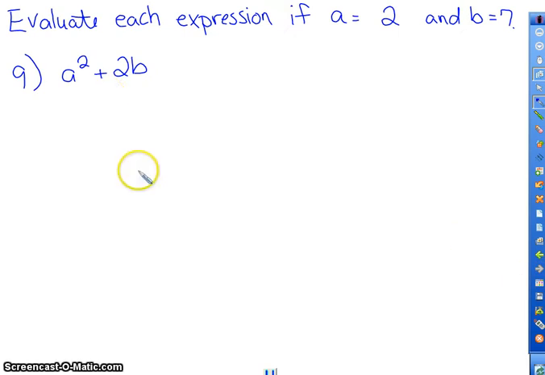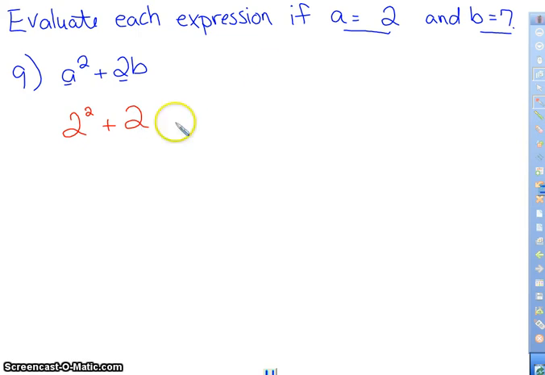The last type of problem you're going to see on your quiz is when we use these expressions. And the expressions are algebraic. We have 2 variables. And they're going to give you what the variables are, and you're going to have to use substitution. So it says evaluate, which means to solve, each expression if a equals 2 and b equals 7. So I'm going to substitute 2 in for a, so I have 2 squared, plus 2 times b, which is 7. Remember, 2b means 2 times b.